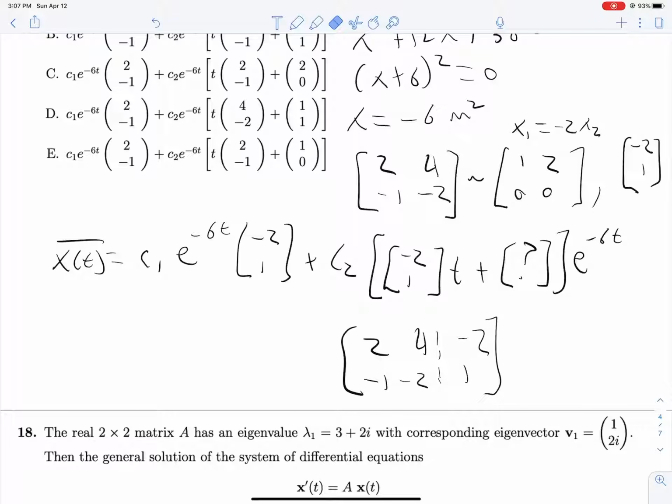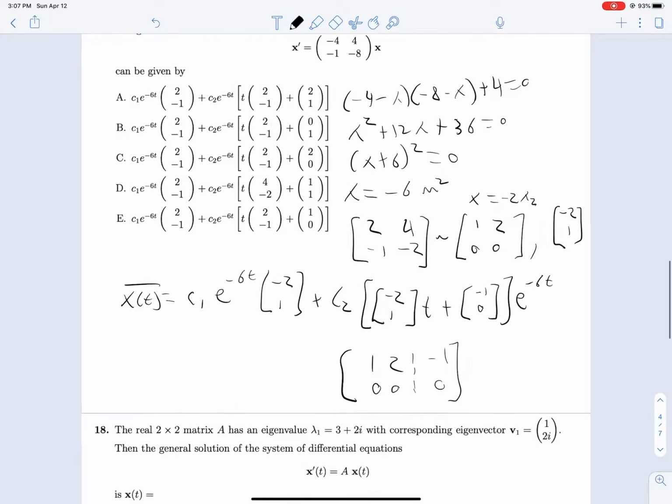Dividing things by 2 up top here, we get 1, 2, -1, and we can add row 1 to row 2 to zero all of this out. Then once we have things in the form that we were using up here on the left side in our augmented matrix, the right side is our generalized eigenvector, so we can put -1, 0 in there.